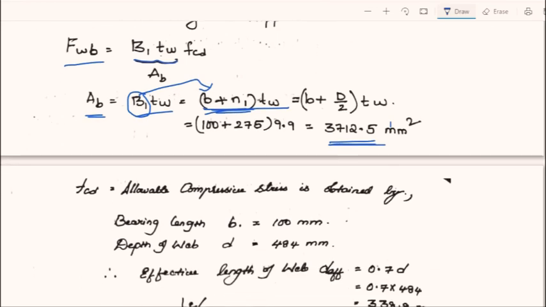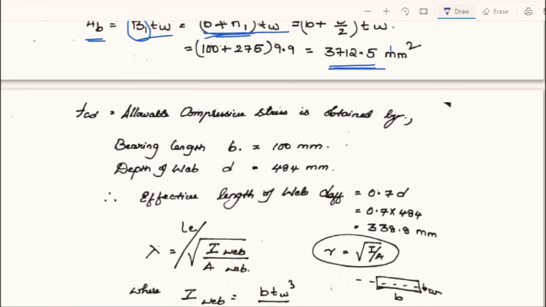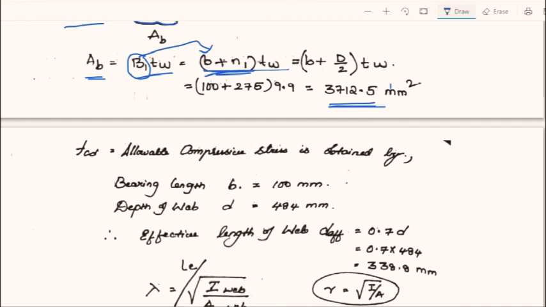And how do we get FCD? From this expression, from the table, right? We get this value from the table, but in order to get that from the table you need two values. One is lambda, that is KL by R minimum, and Fy value. So what is KL value?